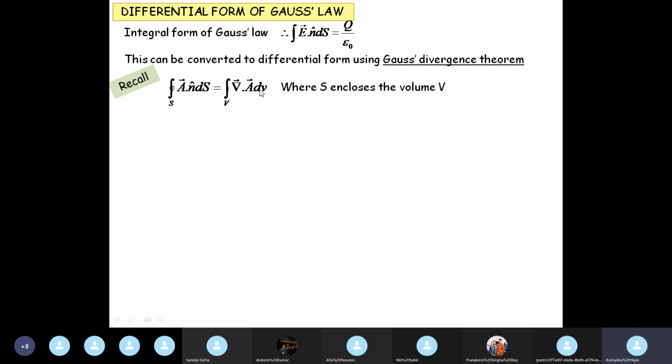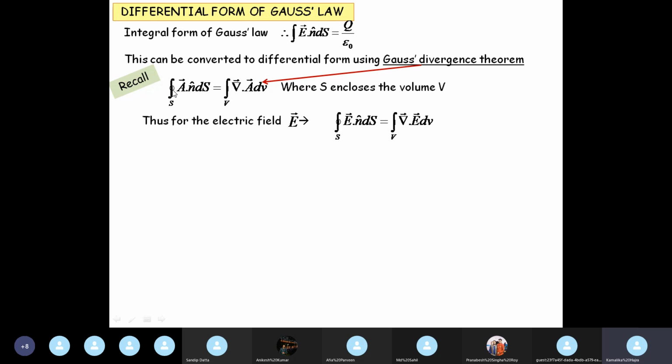So you can understand that you need to know how to calculate the divergence of a vector, and you need to know at least the statements of these theorems. So this is Gauss's divergence theorem. For an electric field vector, we replace the vector A by E, because here we are dealing with the electric field vector, and we can write Gauss's divergence theorem as a closed surface integral.